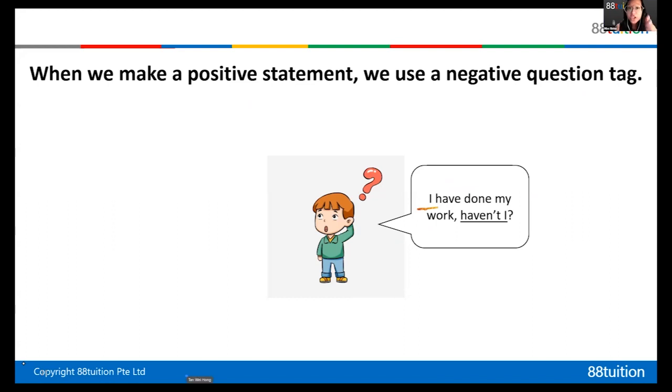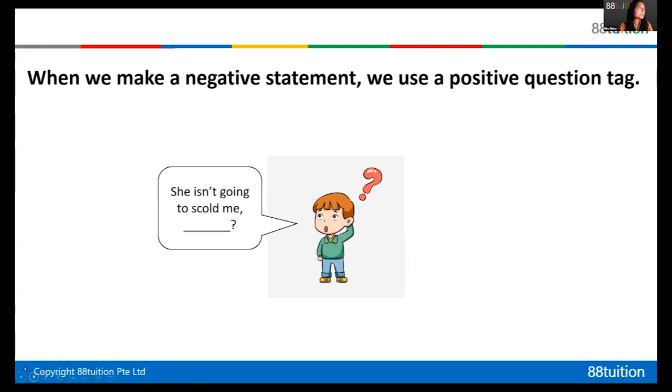So remember, you first must find the auxiliary verb in the statement. In the case here, it's have. You must change it to negative because here it is positive. And then you add the pronoun, okay? The pronoun's I. Who are you talking about? I, right? Haven't I? Just 2 words. The question tag only has 2 words: the auxiliary verb plus the person you're talking about, okay? Let's try another one, see if you can get the answer correct.